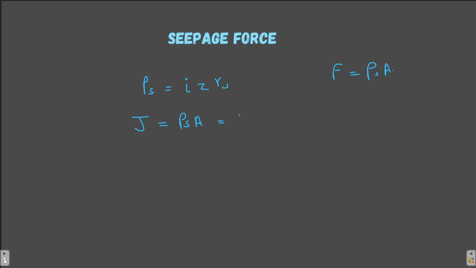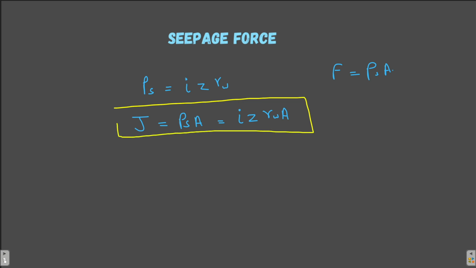So it is as simple as that: i_z gamma_w into area. Sometimes in questions or in practicals you might be asked what is the seepage force. If they are asking you about the seepage force, you simply multiply the seepage pressure with area, that is the cross sectional area of the soil.